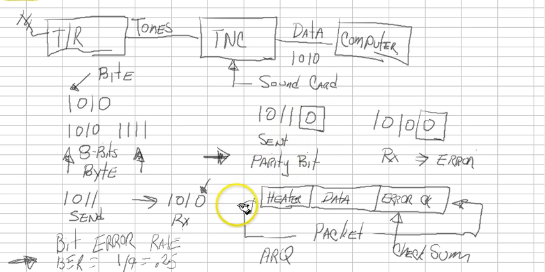Now, if we group data together, we string some data together, we call that a packet. Inside a packet is a header, the data, and the error check. One of the error check schemes is a checksum. This is asked on the test. And sometimes we put in an ARQ, automatic repeat request.